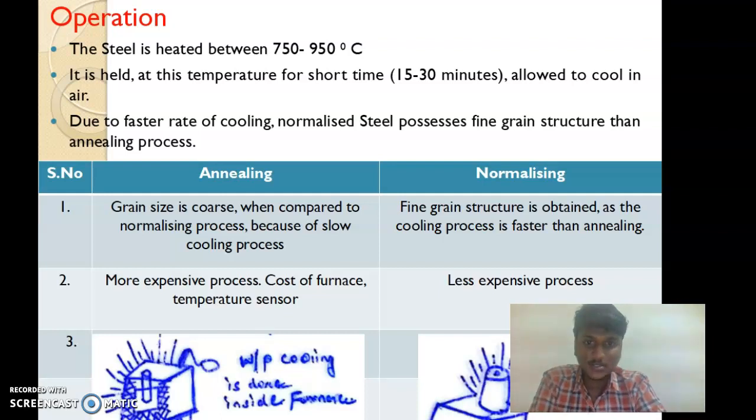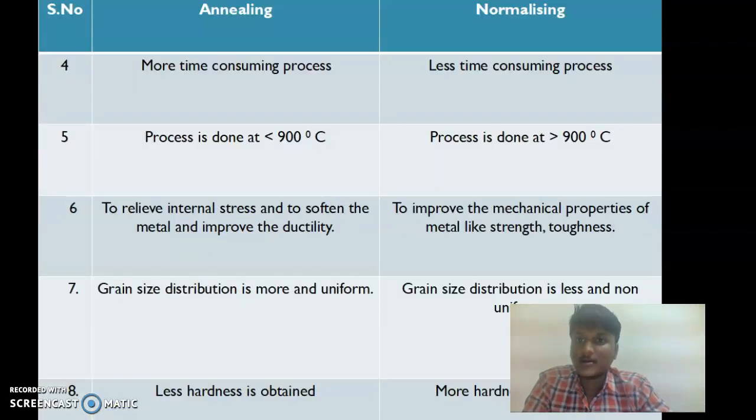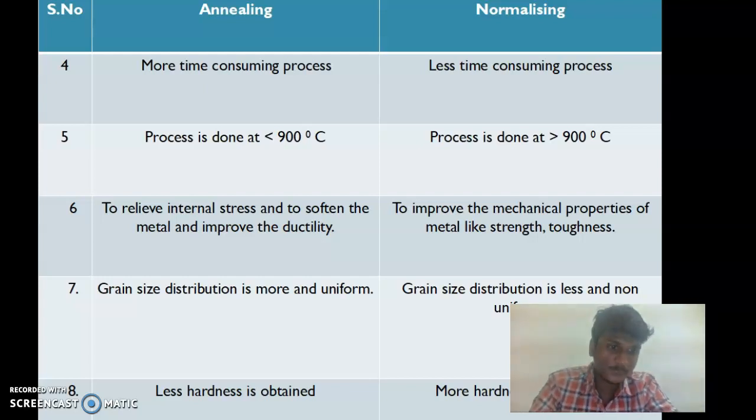And here is a comparison table between annealing and normalizing. The grain structure is coarse in annealing when compared to normalizing, because of the slow cooling process. Fine grain structure is obtained in normalizing. Annealing is a more expensive and more time consuming process, and normalizing is a less expensive process. Annealing takes more time because the cooling rate is very low. Normalizing is less time taking because it happens outside the furnace, so obviously the time taken to reduce the temperature will be comparatively less.